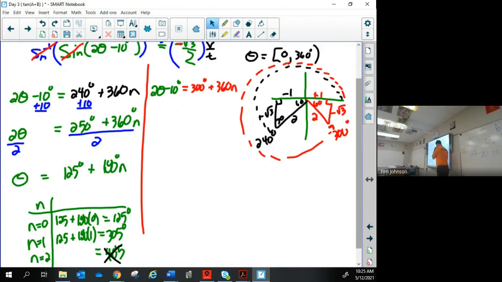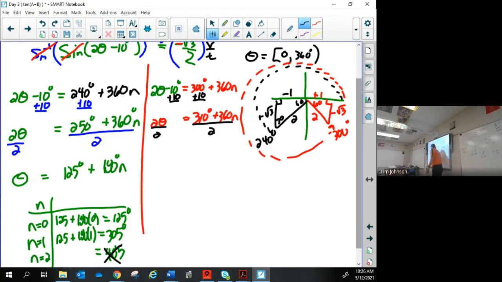Now, if that wasn't enough, we're having so much fun, we've got to go over here and do the same thing on this other side. Add together, and we come up with 2 theta equals 310. Divided by 2, theta equals 105 plus 180n.